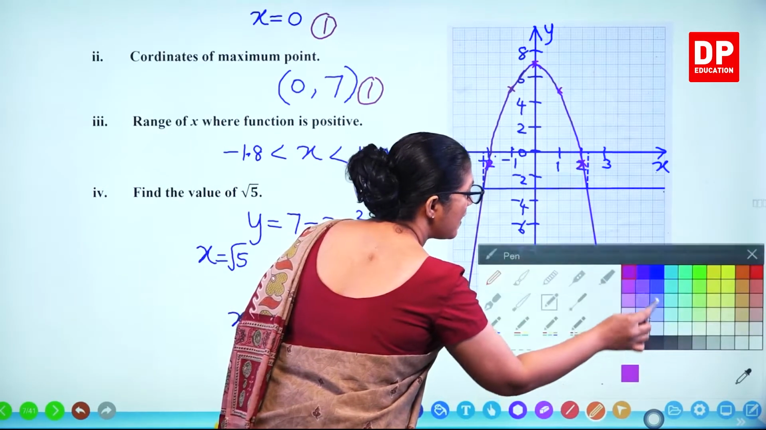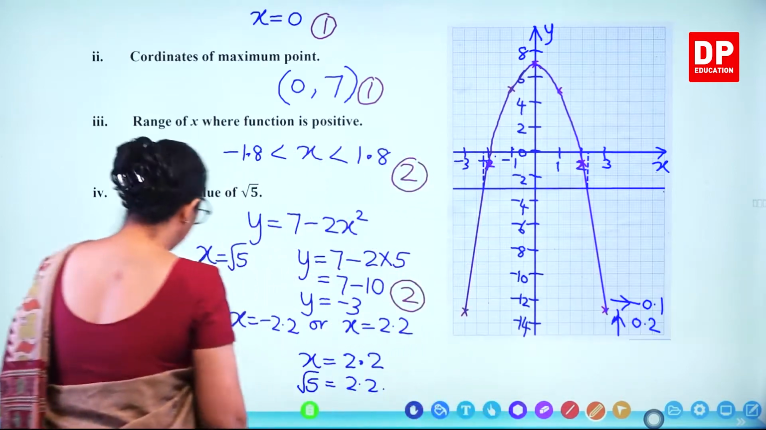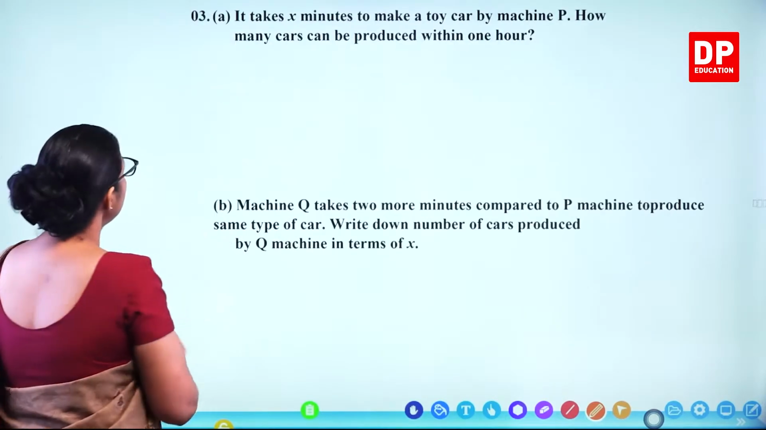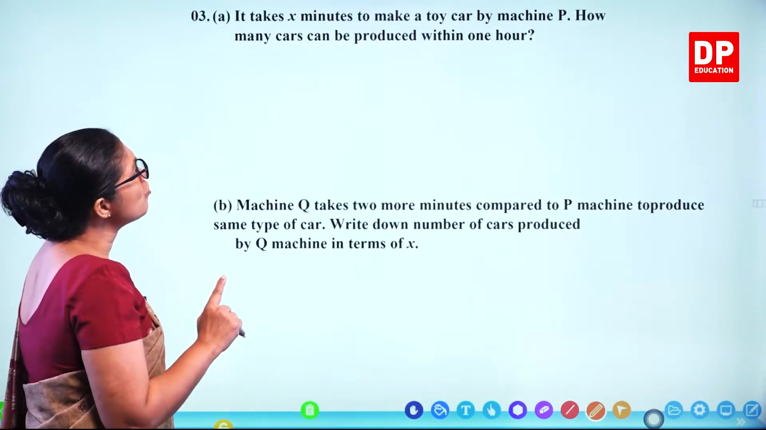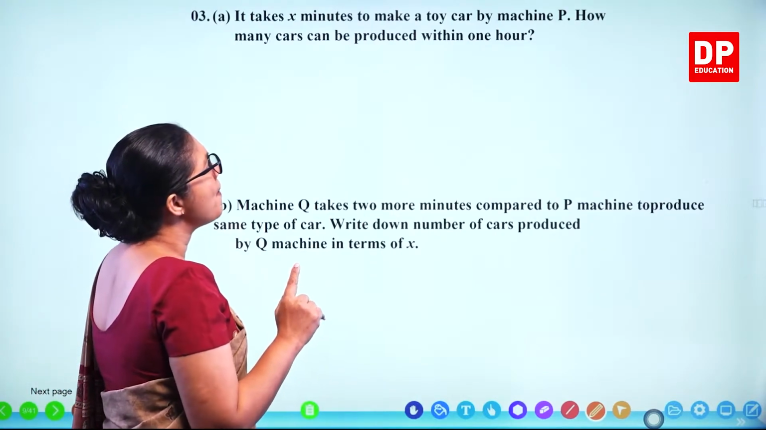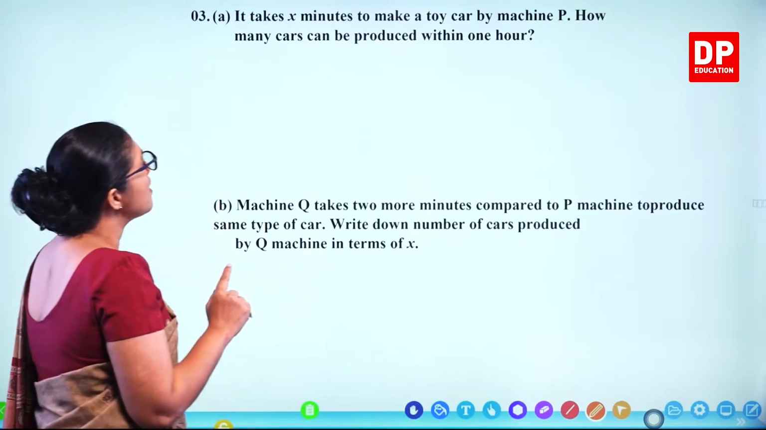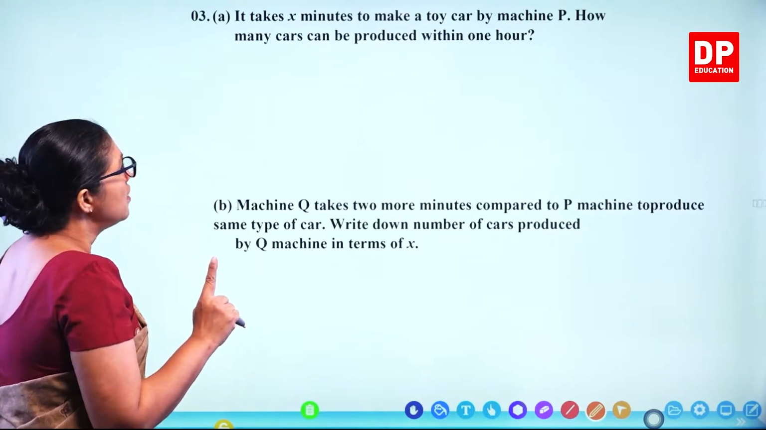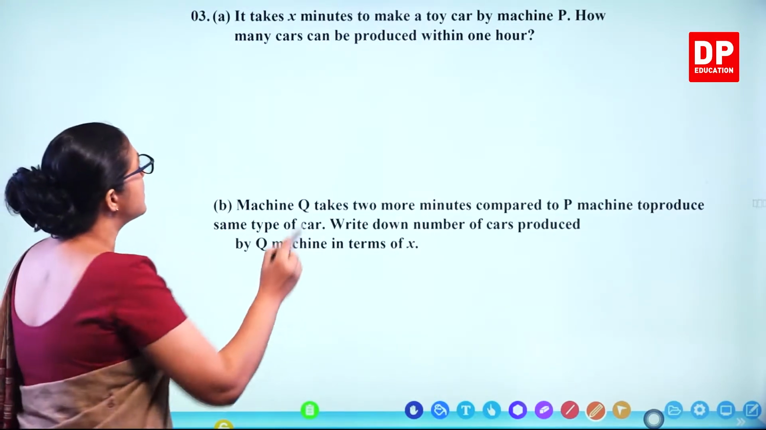So let's take the next one. This question is about equations. So you have to create equations and find out the values. We'll see. It takes X minutes to make a toy car by machine P. How many cars can be produced within 1 hour? So 1 hour means 60 minutes.